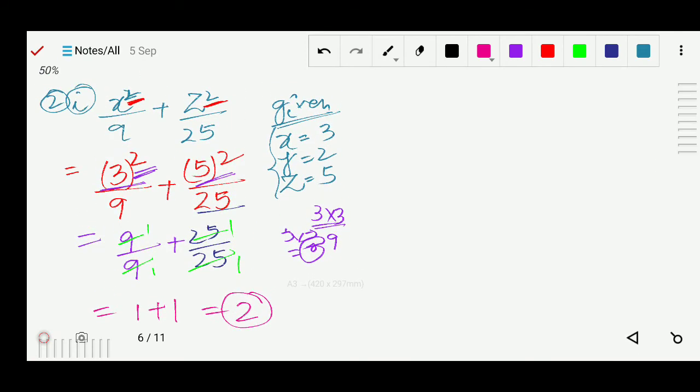We write the value of x and there is the square. So square means 2 times we will multiply the same number. So 3 3 is a 9. Here is a 5 square. 5 will multiply 2 times the same number. 5 5 is 25. Then after we will divide and solve it. So we will get the answer 2. Okay.